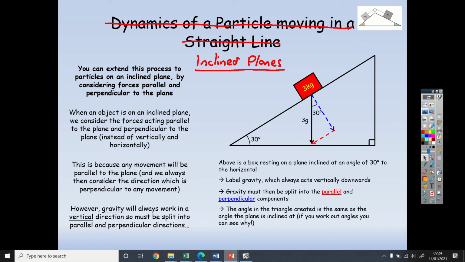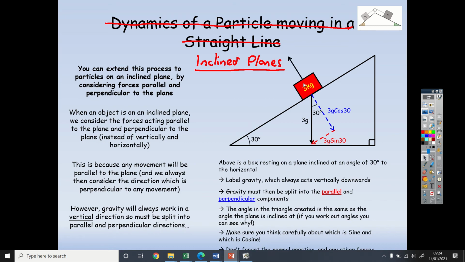So 30 degrees goes in there. Then using some trigonometry, you can get the blue and the red. So the one that's snug with the angle is cos, so 3g cos 30, and then the opposite side is using sine. Okay, now because it's 30, you are welcome to change these out for their exact values, but I'll leave that up to you, okay? It just makes it a bit tidier when you do your calculations.